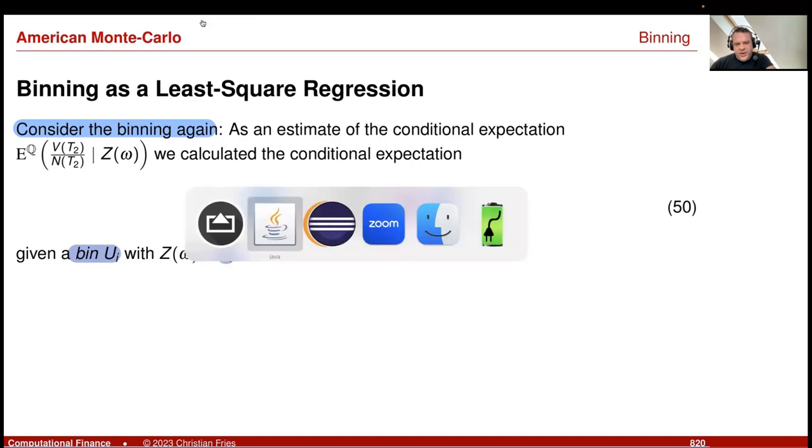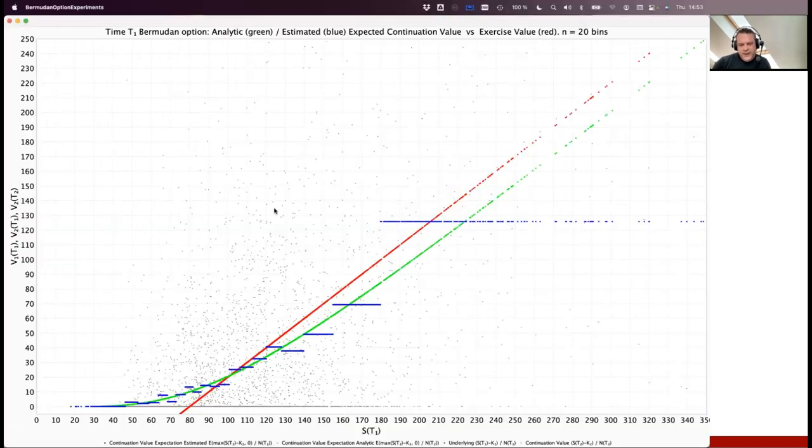So if you go back to our computer program, this horizontal line here is placed at the level where all these dots that you see here, the dots that fall into this bin, minus this level, minimizes the L2 norm, minimizes the sum of the squares.